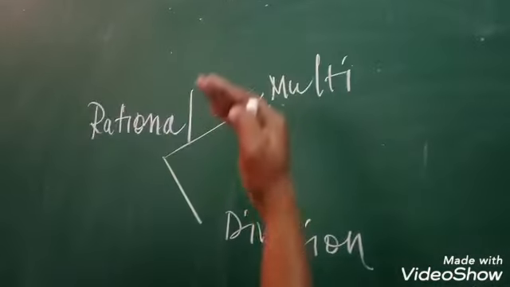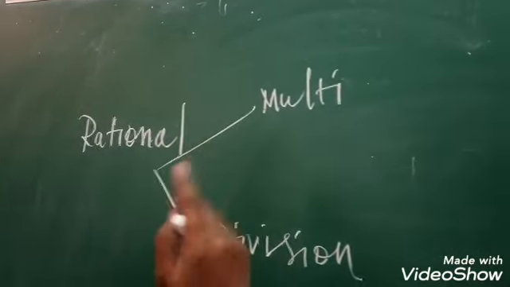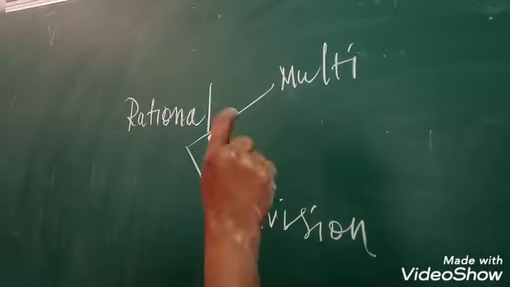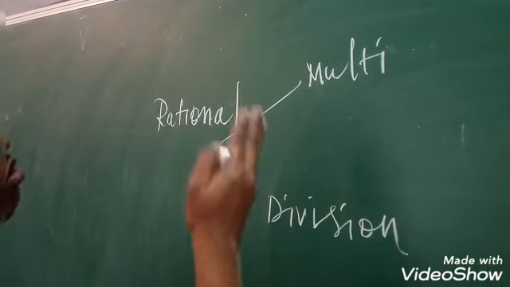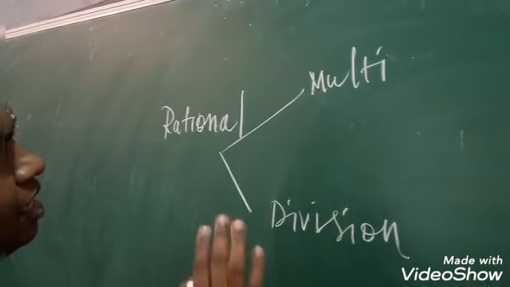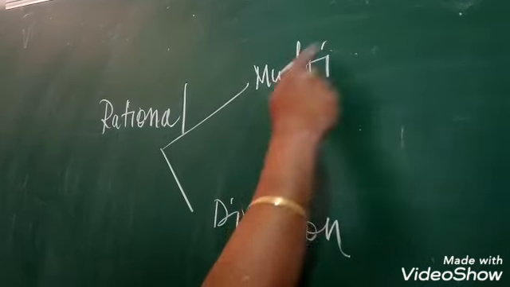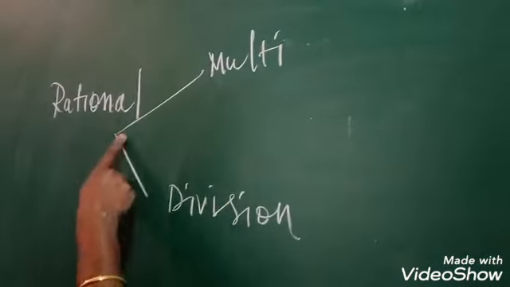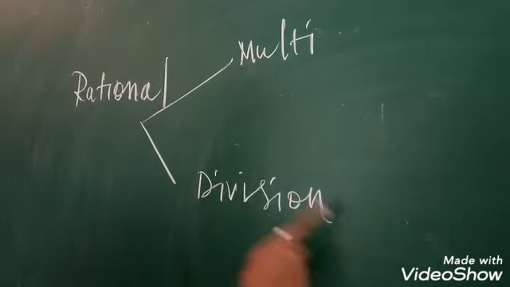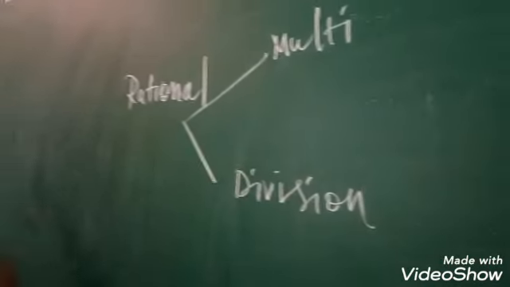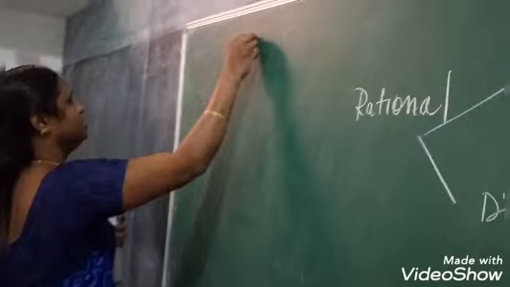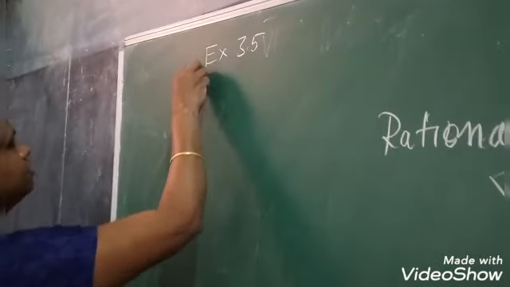Multiplication means the numerator and the denominator you have to simplify to the lowest terms, as we already said, or reduce the numerator and the denominator. So one is multiplication of rational expressions, another one is division of rational expressions. See the exercise, girls, exercise 3.5.